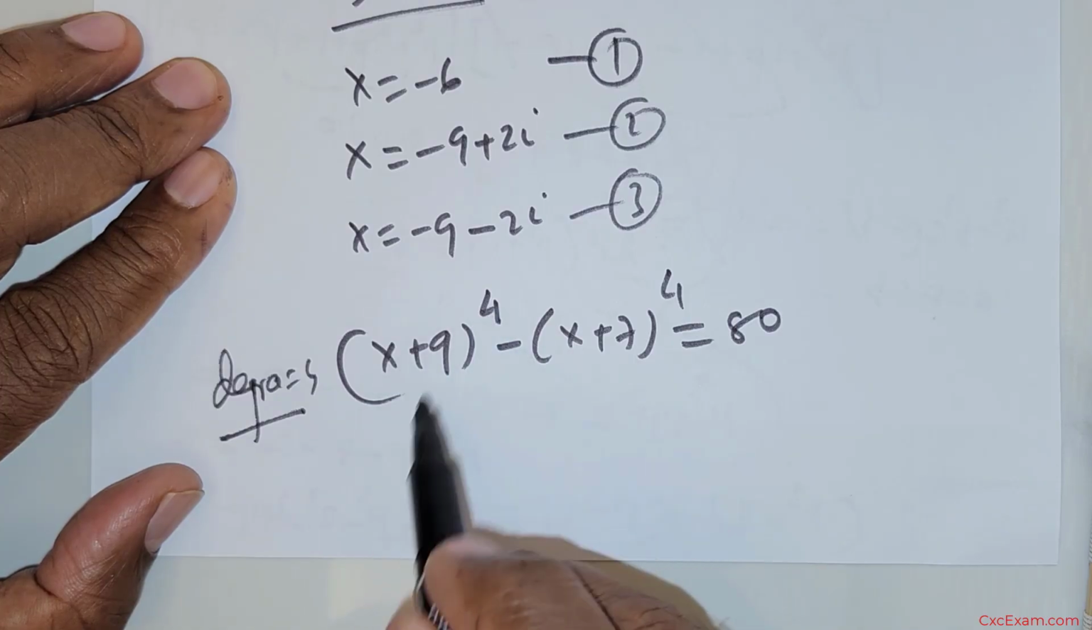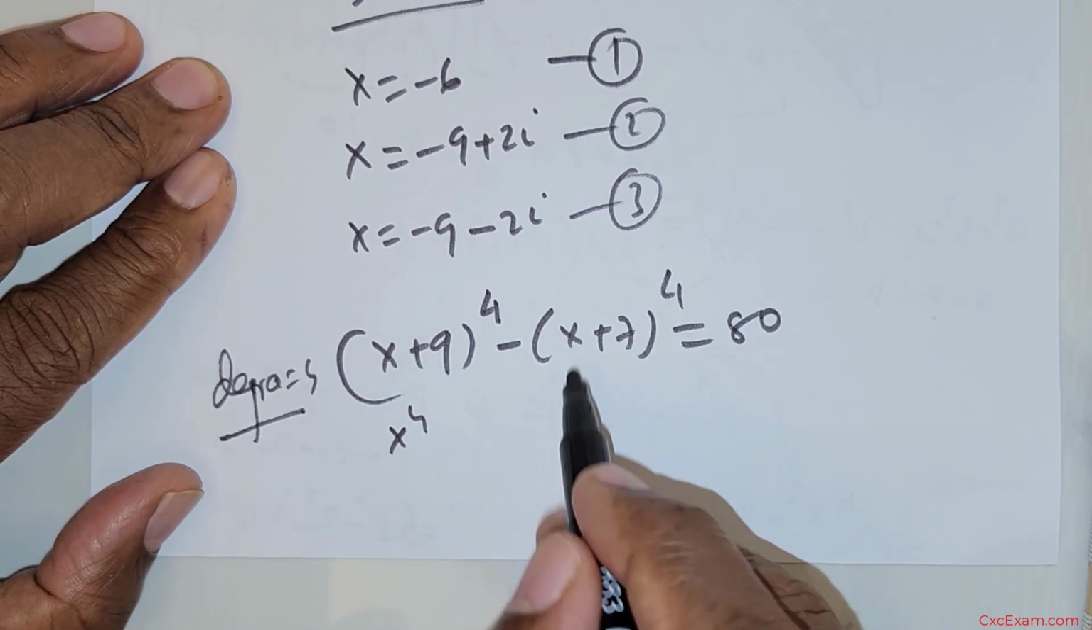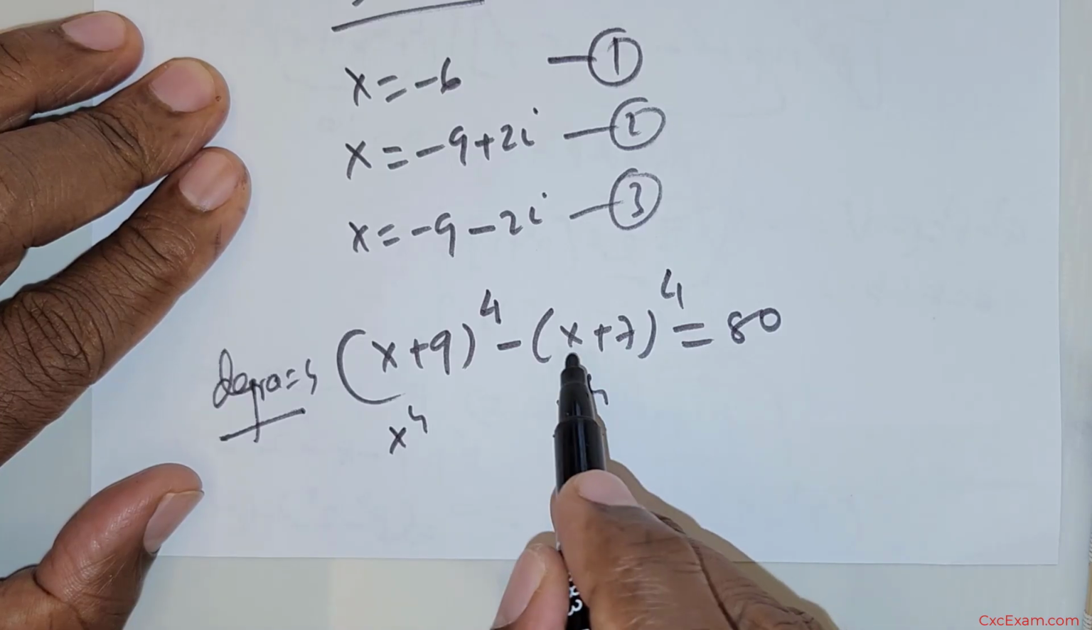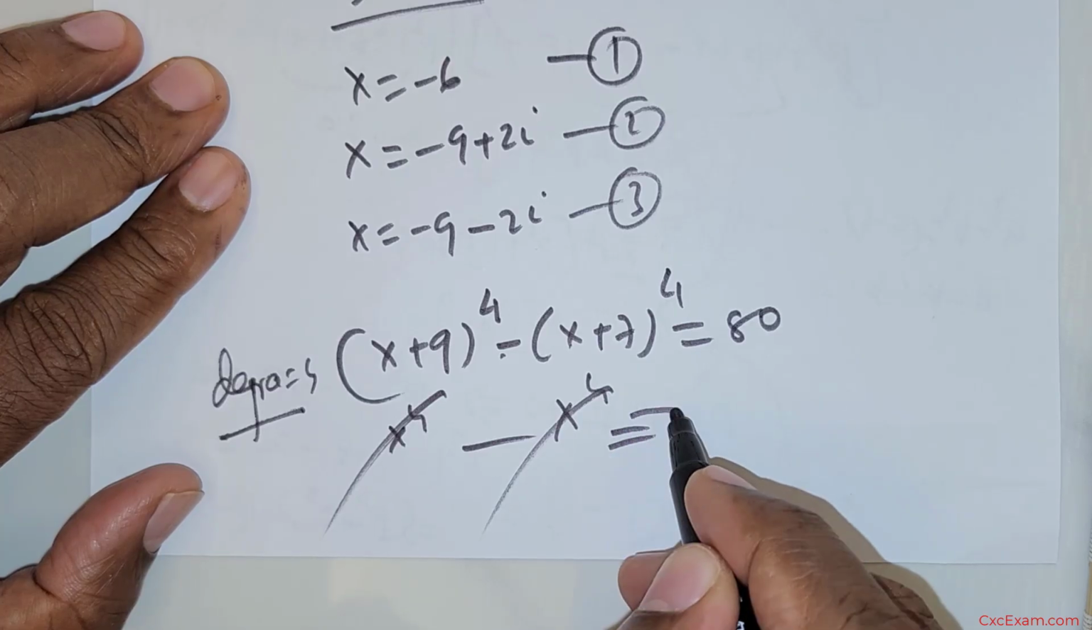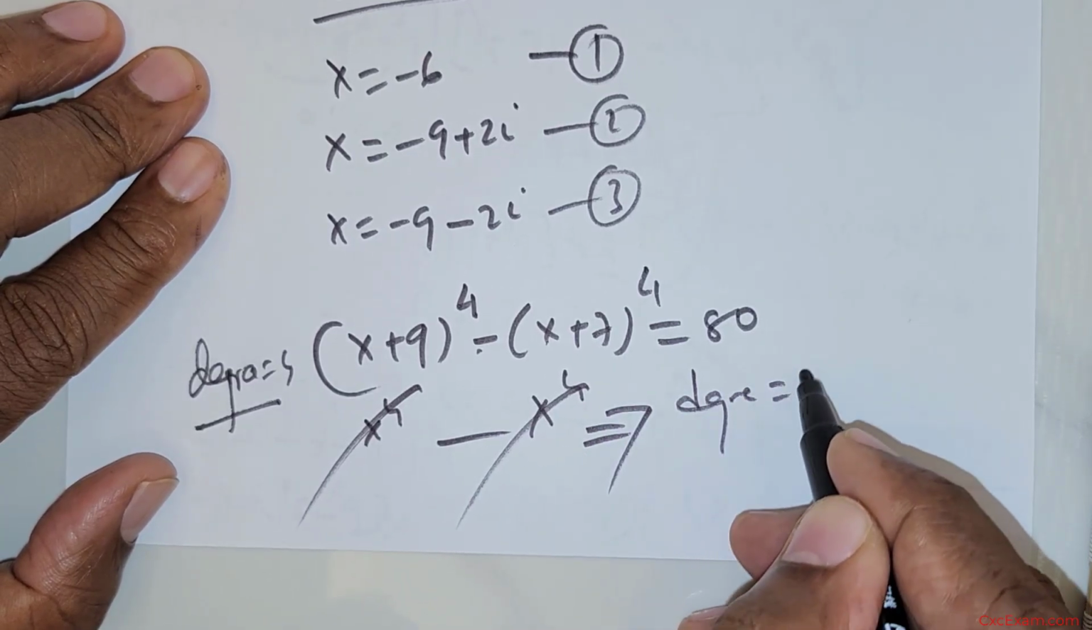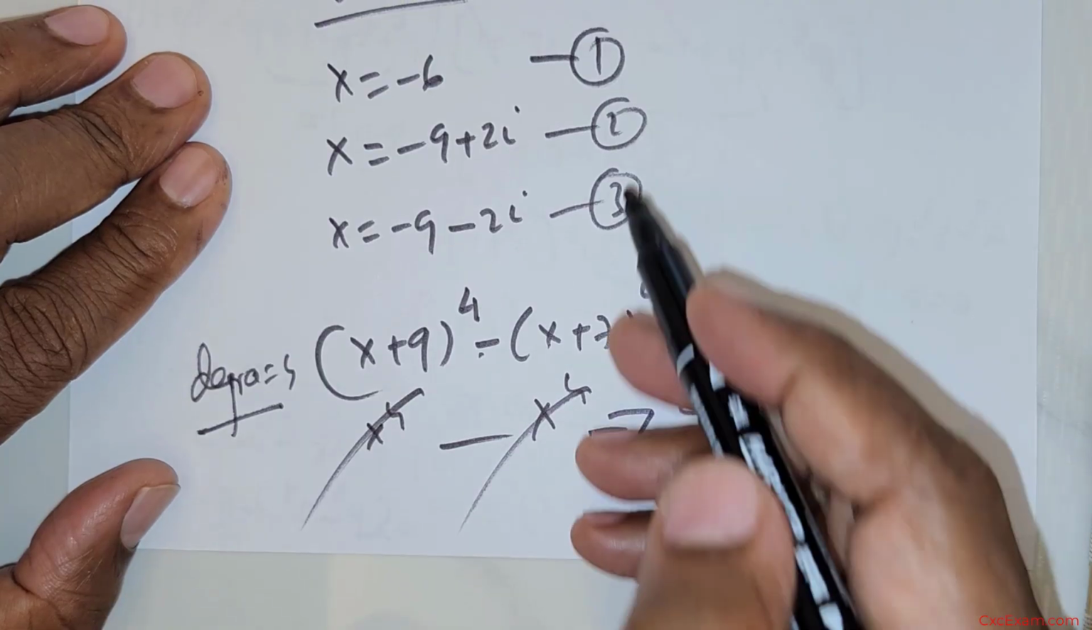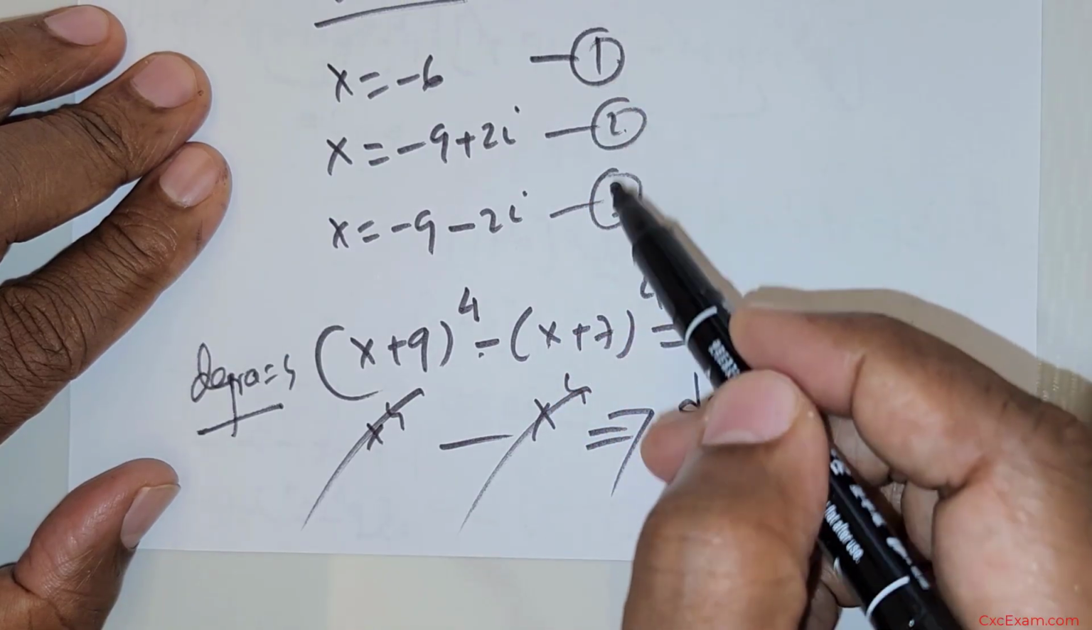If you have to expand here, you are going to get x to the power of 4 here. If you want to expand here, you are going to get x to the power of 4 here. But there is a negative sign here. So positive, negative will get cancelled, resulting in a degree 3 polynomial. Okay, so that is the reason you get 3 roots. So we are absolutely correct.